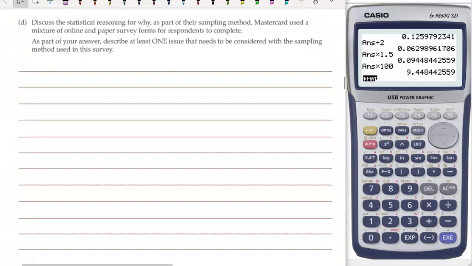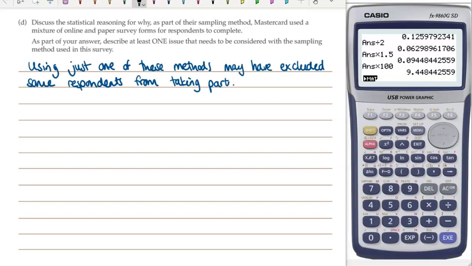Okay, part D. We want to discuss the statistical reason for why, as part of their sampling method, MasterCard used a mixture of online and paper forms of respondents to complete. And in that answer, we want to describe at least one issue that needs to be considered with the sampling method that was used in this survey. So the people they selected, they sent them both a paper and online copy, so that we don't exclude the ones that potentially could miss their chance or be less likely to respond if they were just given one of those.